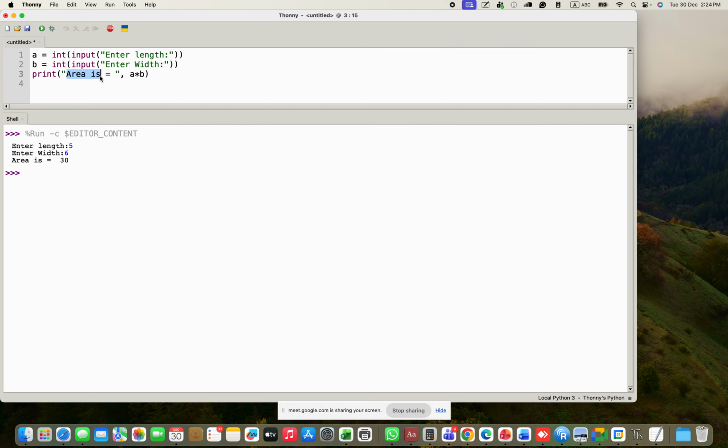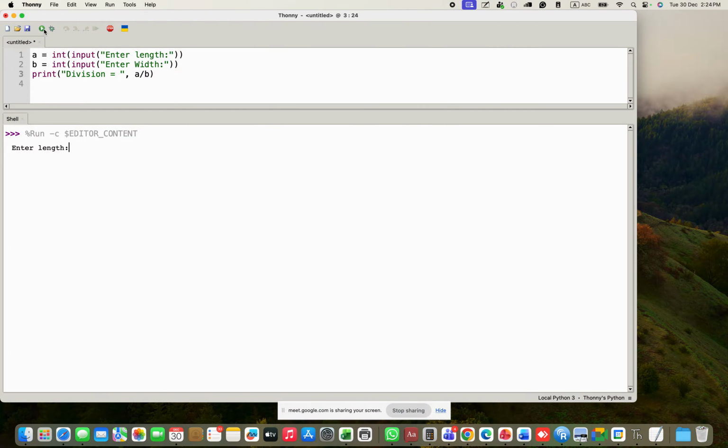Okay, let's say this is called division. We're finding the division, not the area. You enter, let's say, 6. You enter 3. Division is 2. Make sense? Yes.